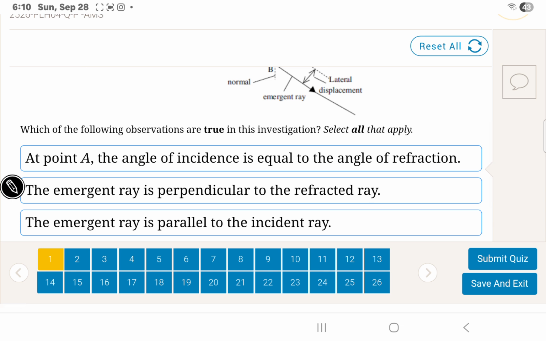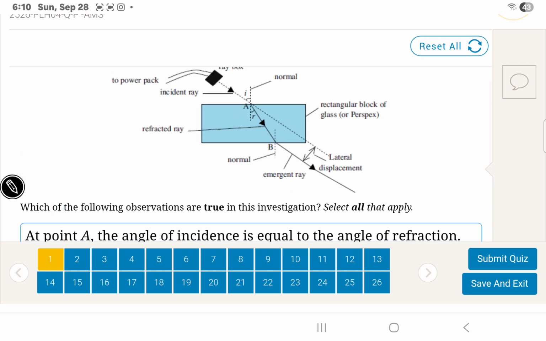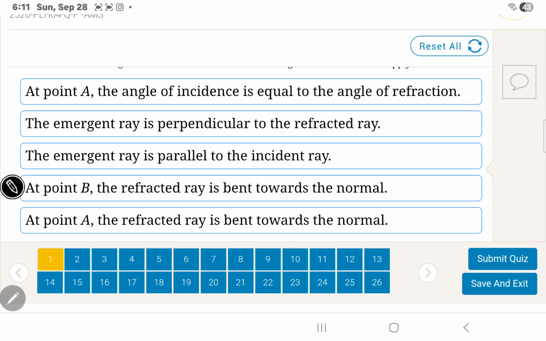So what you have to do here is read the options. At point A, the angle of incidence is equal to the angle of refraction. This is never correct, because the angle of incidence equals the angle of reflection. Emergent ray is perpendicular? No, the emergent ray, this one, and the incident ray are parallel. They are not perpendicular to each other. So this is again wrong.